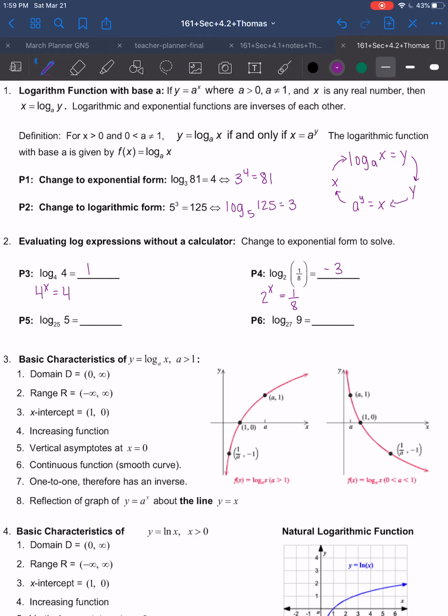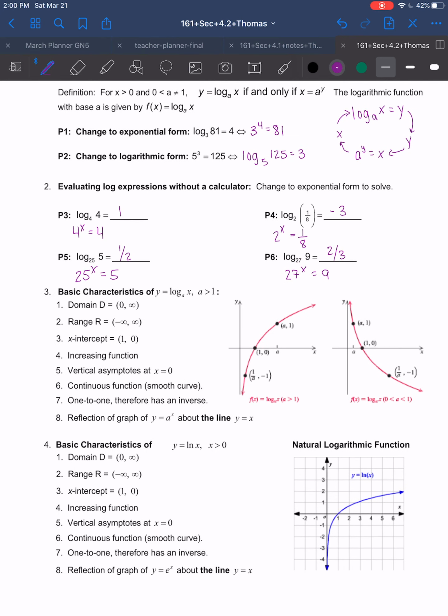And then this one, log base 25 of 5. So 25 to the what power is 5? That's 1/2, because you can write it as a square root: the square root of 25 is 5. And last but not least, log base 27 of 9, so 27 to the x power equals 9. Well, we have to figure out 27: the cube root of 27 is 3, so it's going to be over 3. And then 3 to what power gives me 9? Squared. So that's how you can do those without a calculator.